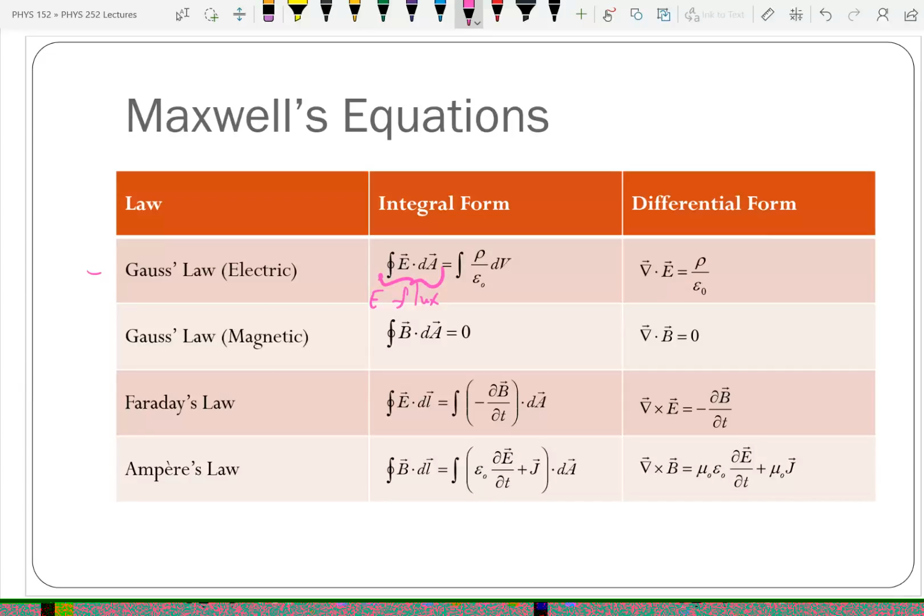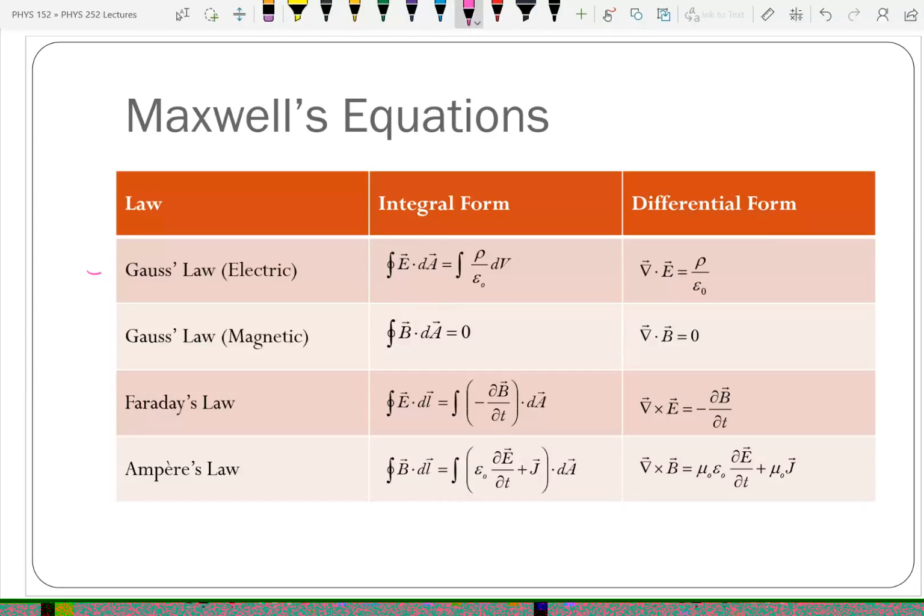I have epsilon 0 inside the integral there, but it doesn't matter because it is a constant. So that is just the charge enclosed over epsilon 0. So that's Gauss's law for electric. And like I said, you have the differential form as well.